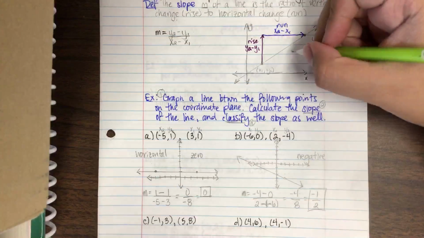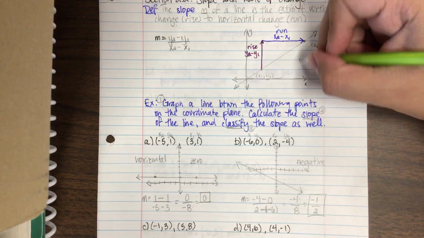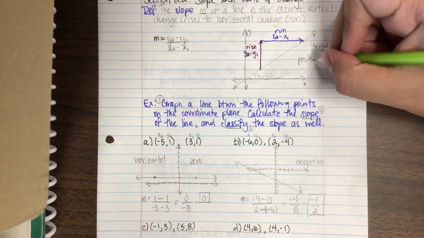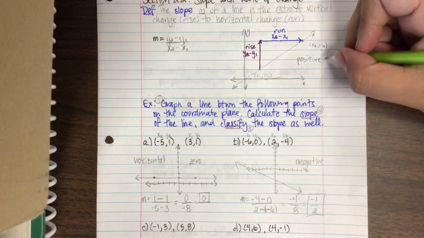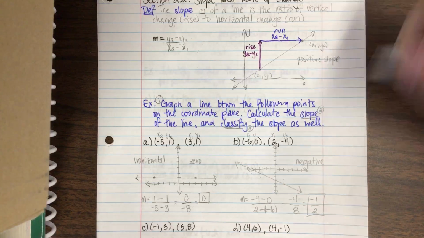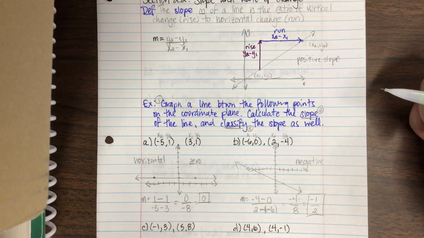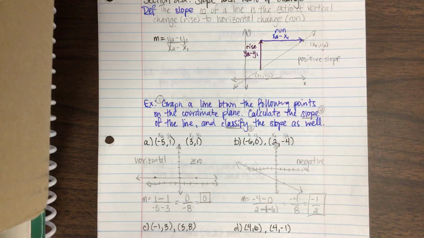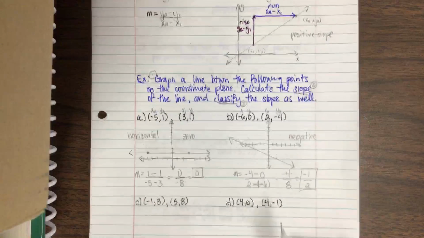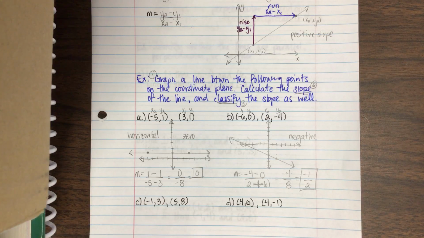The one from this little picture up here would be a positive slope because it's going upward as we read from left to right. This one's negative because it's going downward as we read from left to right. Okay, go ahead and try part C and D on your own, and once you get those, move on to the next video.